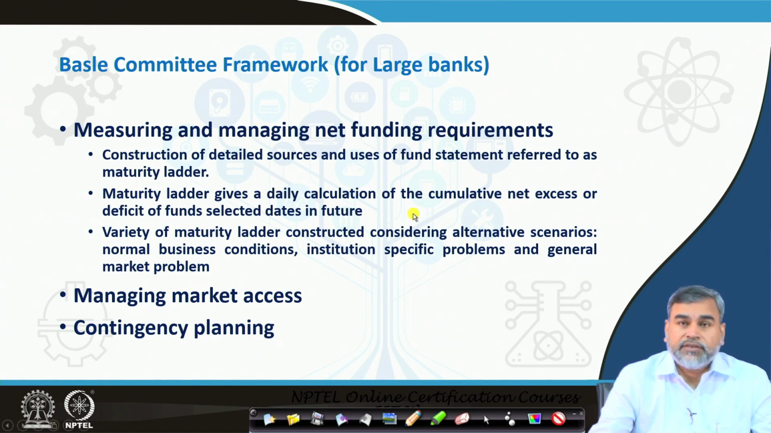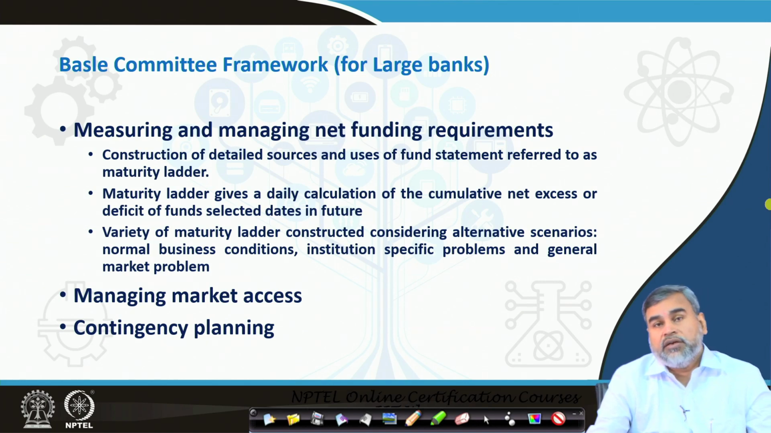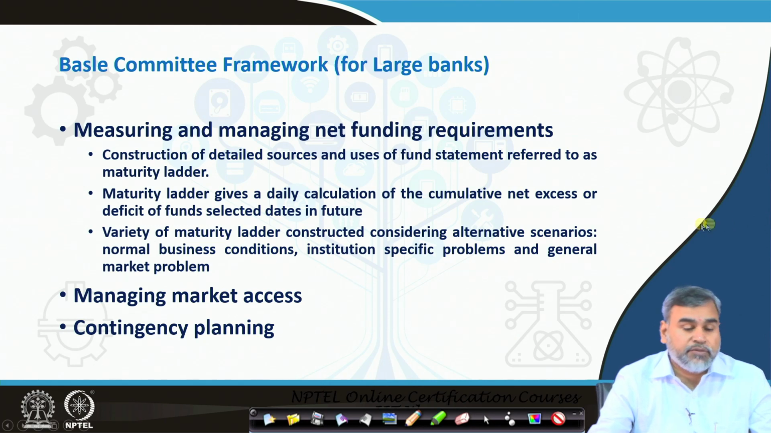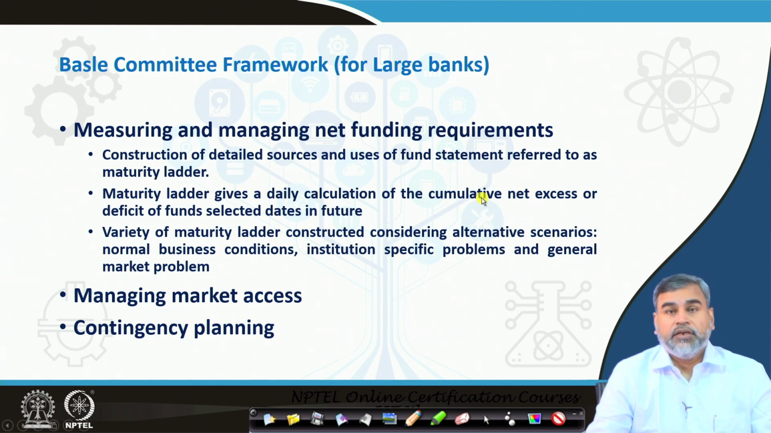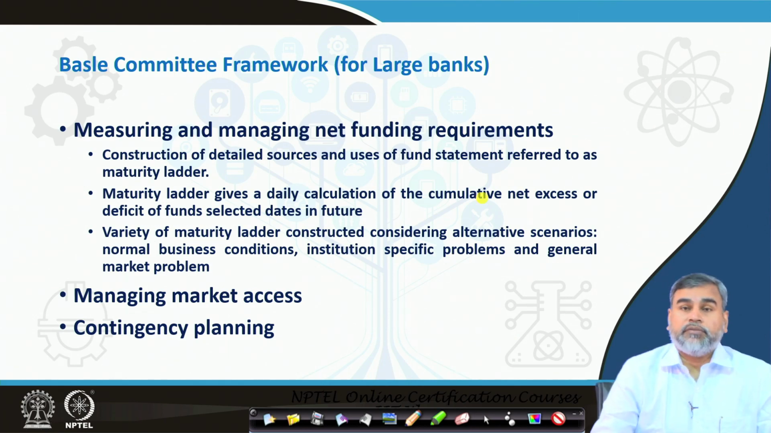Then managing market access: see how you are going to manage market access at that particular point of time, and always be prepared for contingency planning. If your forecasting does not go as per your expectations, then what kind of contingency planning you can make, by that this particular thing can be realized. So, these are the recommendations or the framework given by the Basel Committee for the sources and uses of funds approach.